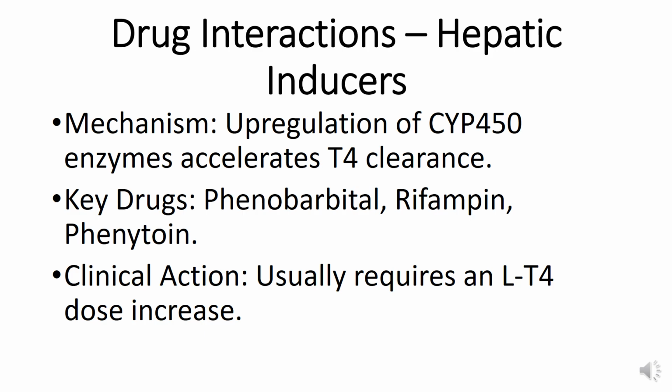Another important example is rifampin, an antibiotic frequently used in the treatment of tuberculosis and other specific infections. Phenytoin, another anticonvulsant medication, can also increase hepatic enzyme activity and accelerate thyroid hormone clearance. When patients begin taking one of these medications, thyroid hormone requirements may change. Over time, faster thyroxine clearance can lead to lower circulating thyroid hormone concentrations.